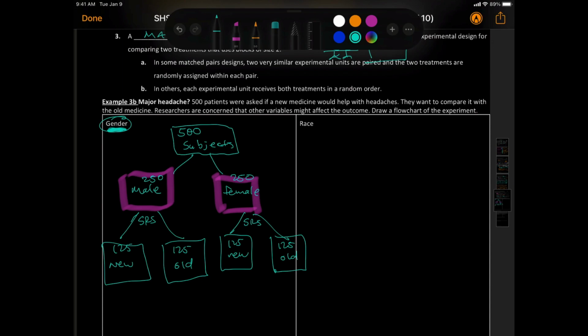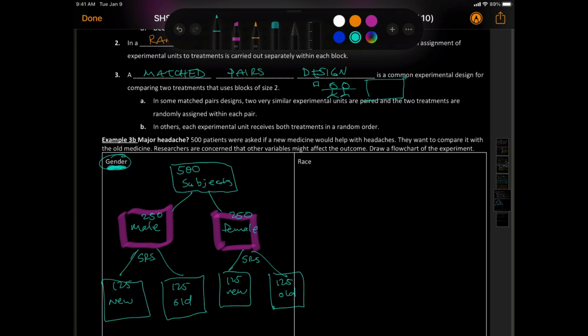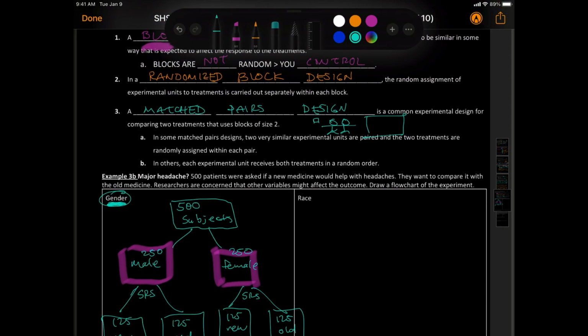Okay. This part I want to highlight. The randomized block design. So we got the SRS in this part. So not only did we block by gender, then we did a randomized block design where it was random who got the new and old medicine. Okay? All right, let's try this one over here.